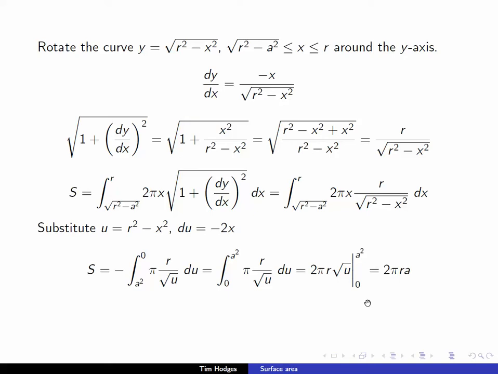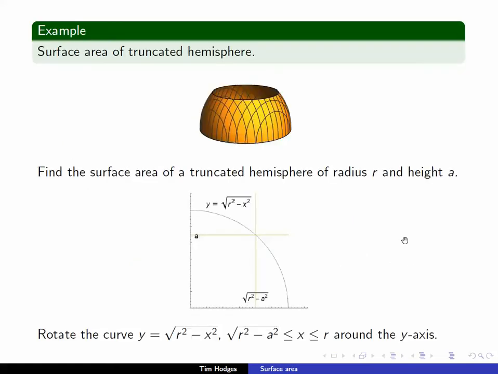Of course, remember, if a equals r, then we should get the surface area of half of a sphere, a whole hemisphere, which of course we do, because the surface area of a sphere is 4 pi r squared, and we would get 2 pi r squared. What's more interesting is that this is only a function of the height of this piece. And if we do a little bit more work, we see that however we slice it, the surface area will be just a function of the height of the slice, or the width of a slice.